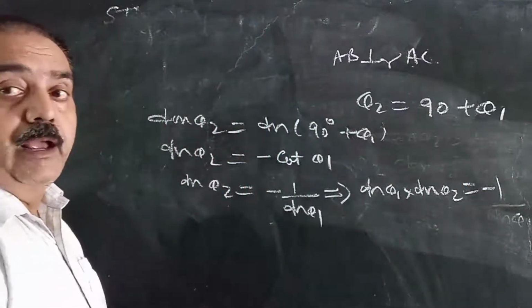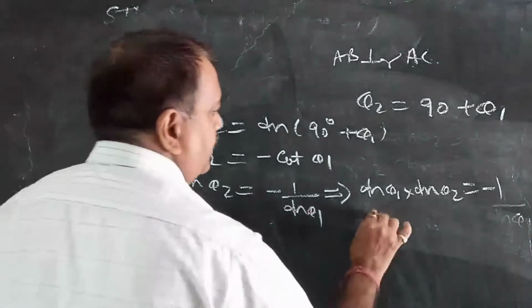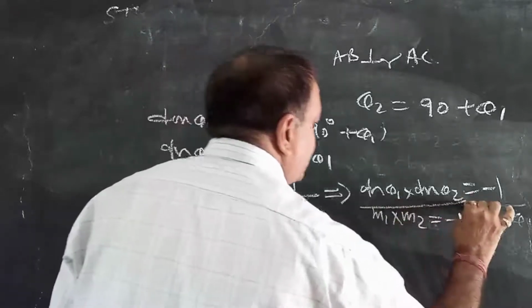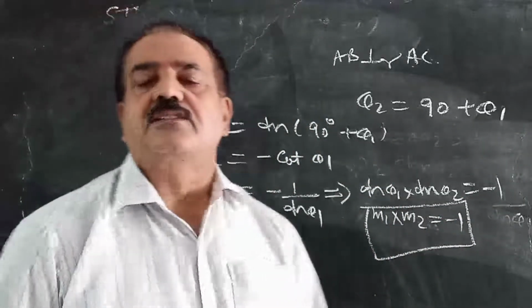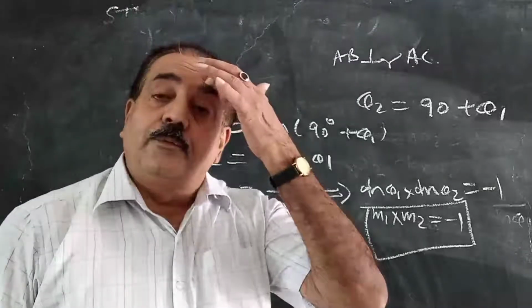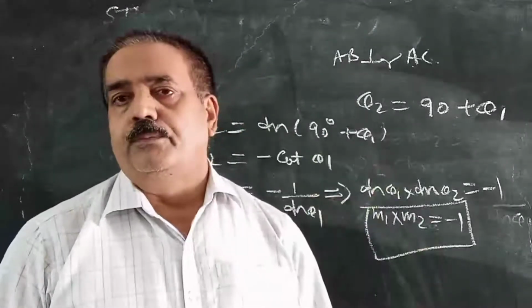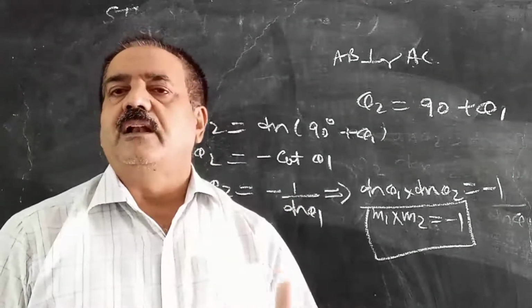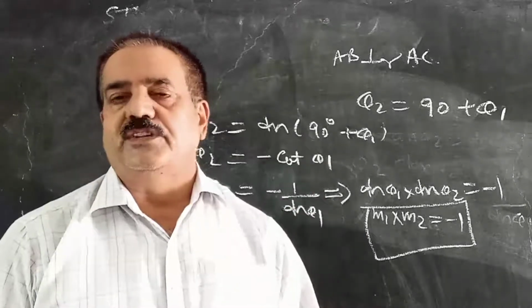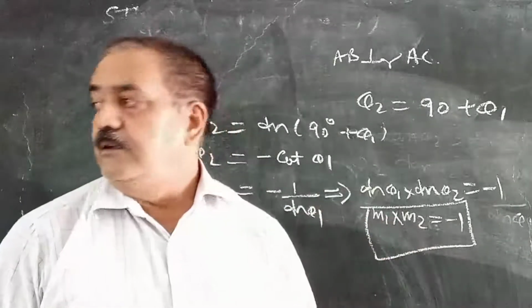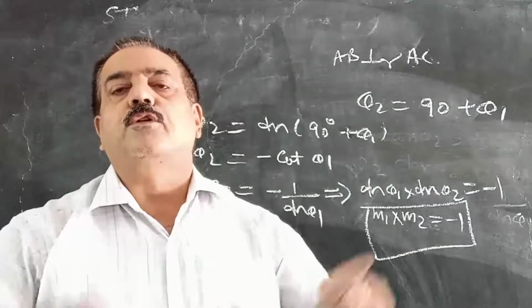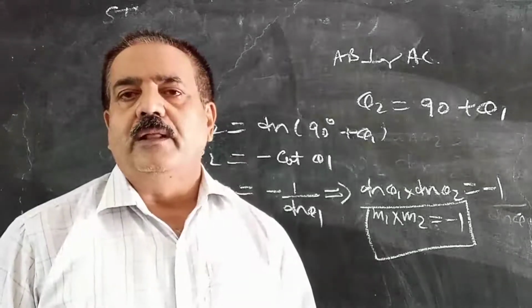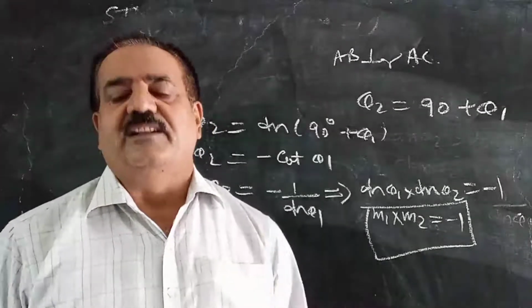Now we know slope m is also equal to tan theta. So tan theta 1 we can write as m1 and tan theta 2 as m2. When the product of the two straight line slopes is equal to minus 1, then we can say that the lines are perpendicular to each other. So once again, two lines are said to be parallel when their slopes are equal, and two lines are said to be perpendicular to each other when the product of their slopes is equal to minus 1.